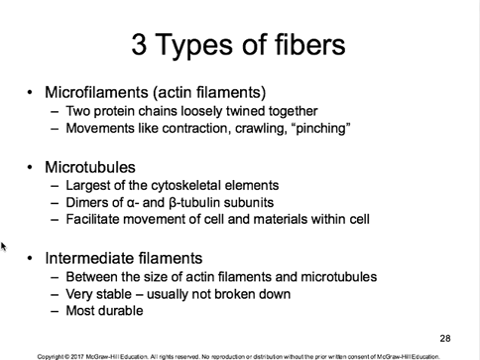Microtubules are your largest of the cytoskeletal elements, and they contain an alpha and a beta subunit, and they facilitate movement of the cell and materials within the cell. So if you need to move something from one end of the cell to the other, you're utilizing microtubules. And then intermediate filaments, those are between the size of actin filaments and microtubules, hence intermediate filaments, and they're incredibly stable. They're usually not broken down and they're the most durable. So I always think of those guys as like the stainless steel beams that you see in buildings because they don't really move and they don't break down.